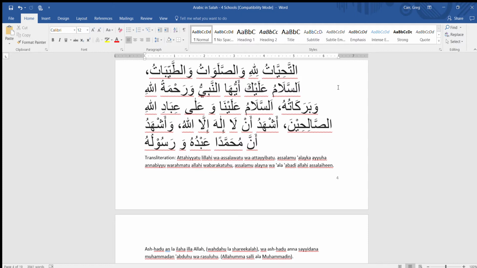Wa rahmatullahi wa barakatuh. Make sure you extend barakatuh. That makes it plural. If you just say barakatuh, that makes it singular, and you'll change the meaning.